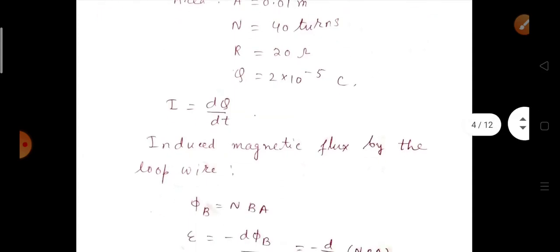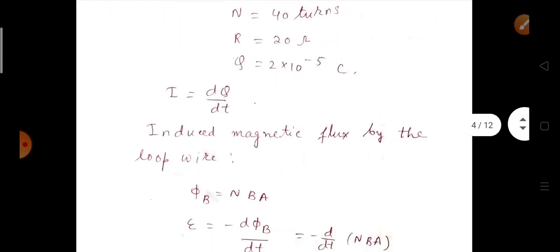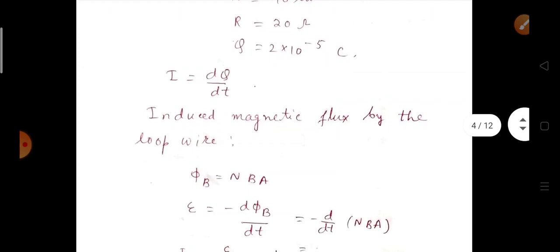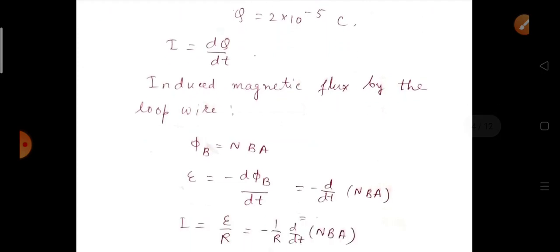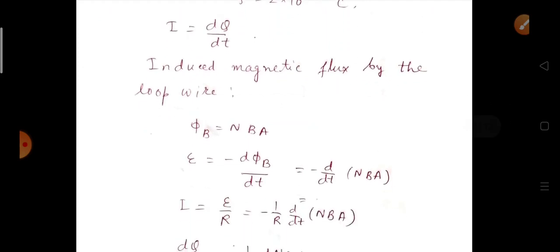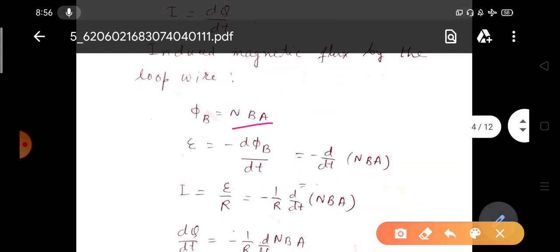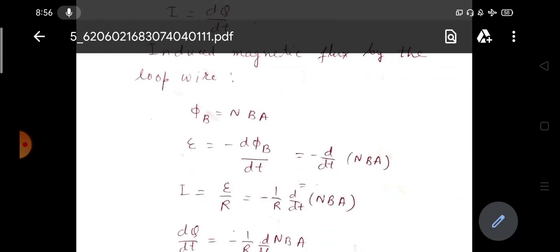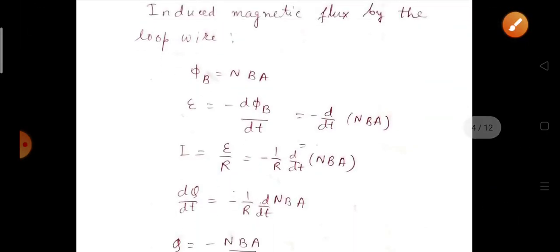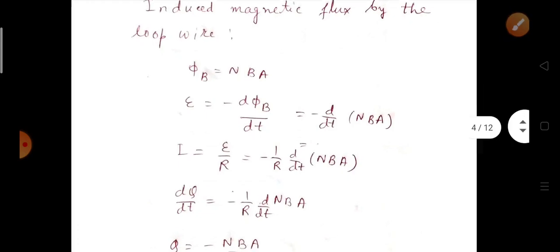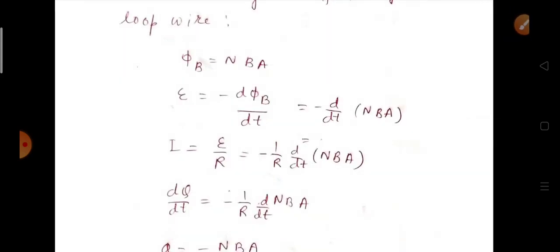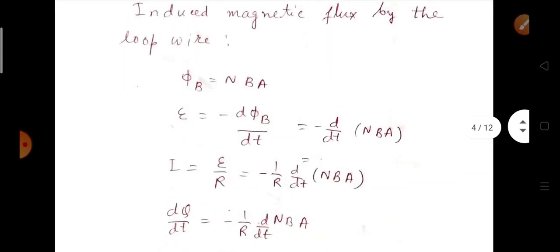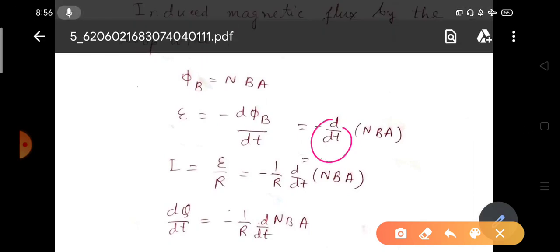minus 5 coulomb. Now I, that is current, is the rate of flow of charge, or dq by dt. So the induced magnetic flux in the loop, phi B, equals n into B into A, where n is the number of turns, B is the magnetic field and A is the area. Now the epsilon, that is the induced EMF, is minus d phi by dt due to the rate of change of flux. So that becomes d/dt of nBA.